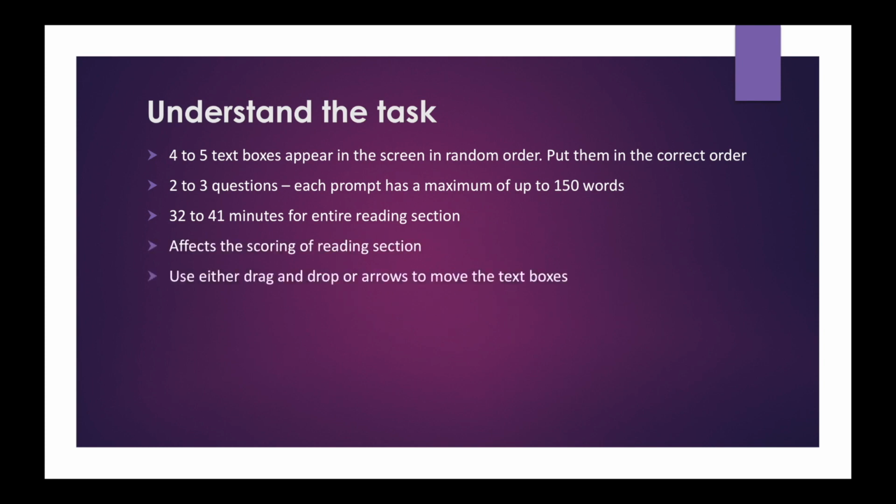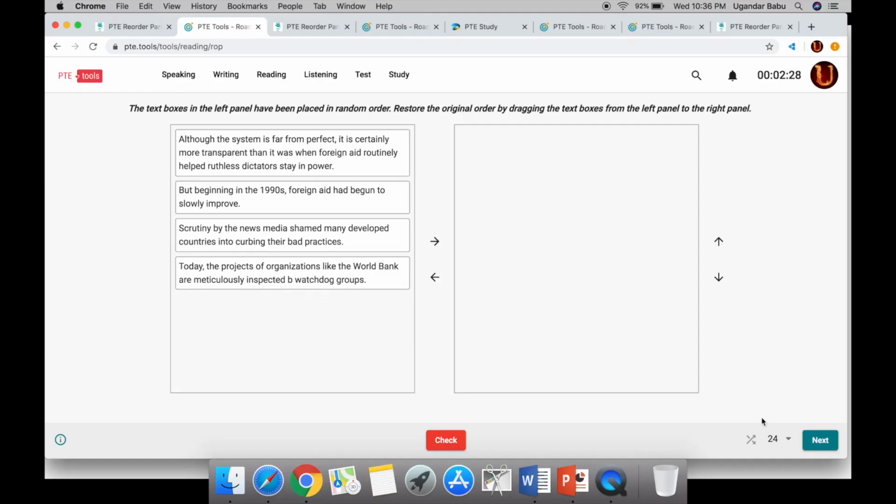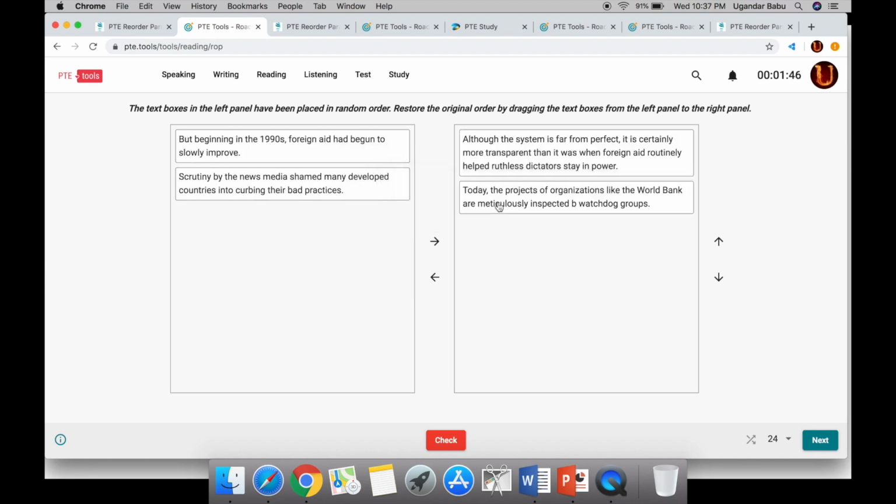You can either drag and drop from left to right text boxes or use the arrows. We will see that now. So this is the reorder task. On the left side you can see the paragraphs in random order, and on the right side you have to order it in the correct sequence. You can either drag and drop like this or select the paragraph and move it to the left or right.